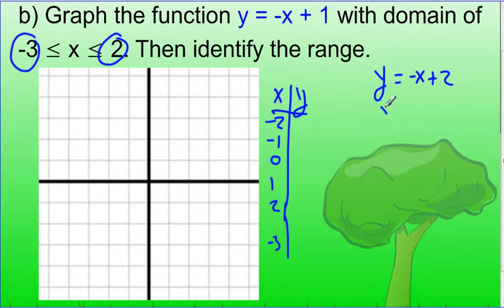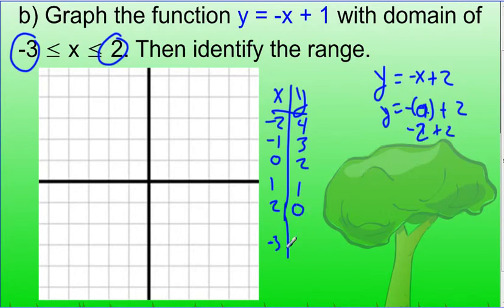So y equals, plug in -2. So -2 is a +2. 2 plus 2 is 4. -1 is a +1. 1 plus 2 is 3. 0, we plug a 0 in here. 0 plus 2 is 2. Kind of see the pattern. -1 plus 2 would be 1. -2 plus 2 would be 0.